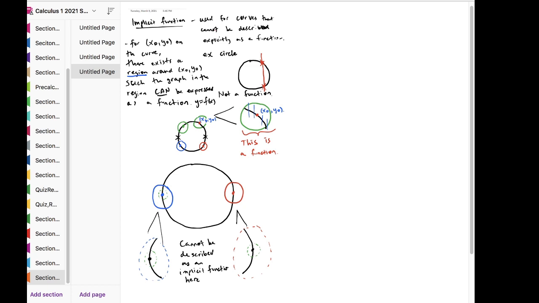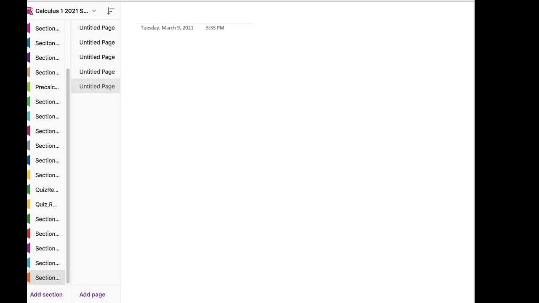Well, the idea is the derivative is going to be on this curve, right? So it's going to be like a different curve at every point. So for example, the circle, x squared plus y squared is equal to 1.